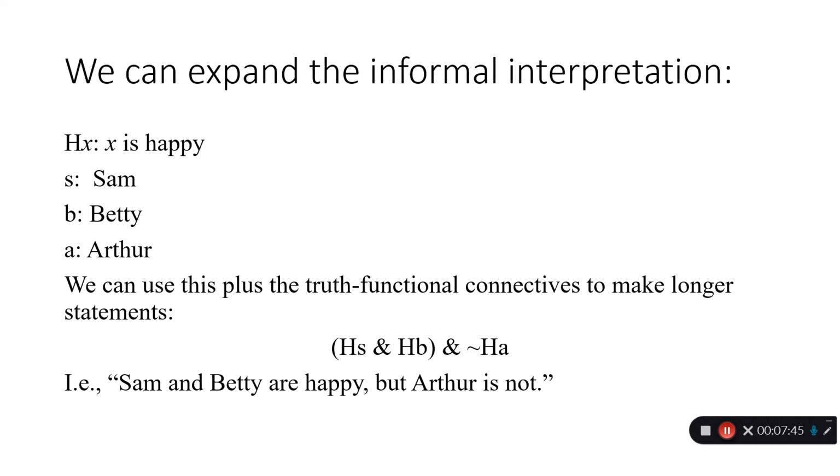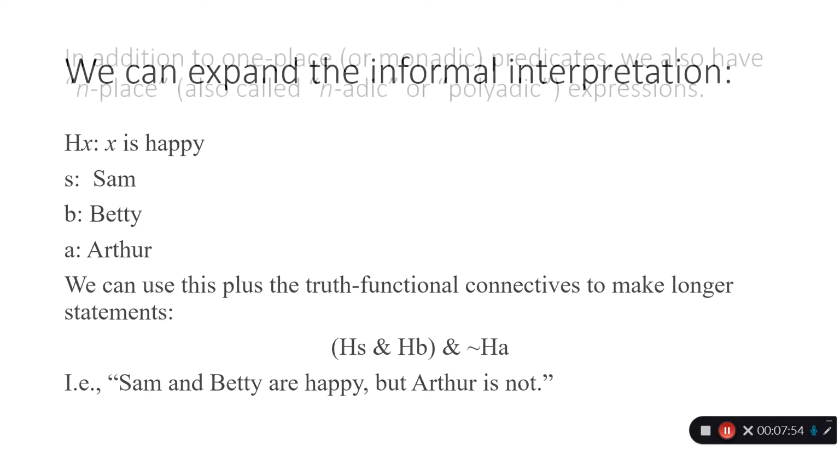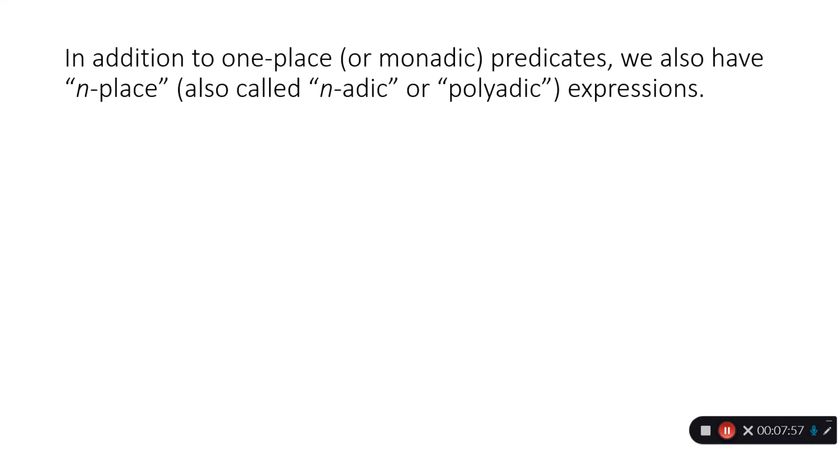This is going to be very, very useful to us later on down the line when we explore more properties of statements and relationships among them. In addition to one-place, also called monadic predicates, we have n-place, or n-adic, or polyadic expressions. In other words, that means we can have more than one place predicate symbols. So for example, take the statement, Harry loves Sally. There are two people in the relationship of love. Harry loves Sally. So that's the relationship between Harry and Sally.